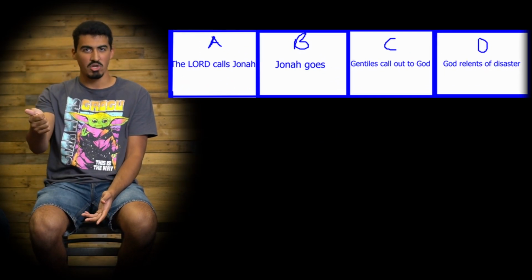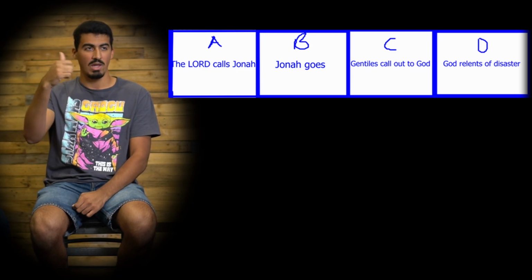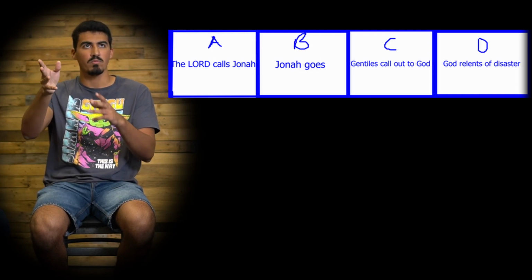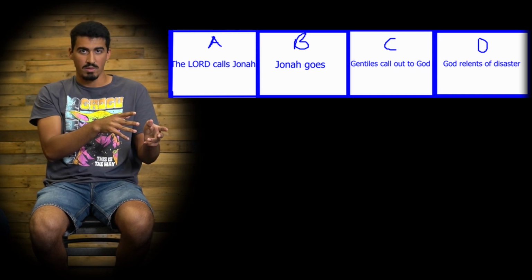So I'll show you what I mean, right? Now the word of the Lord came to Jonah, son of Amittai. That's Jonah chapter 1, verse 1. We have A. Arise, go to Nineveh, and Jonah leaves to Joppa. He runs away, right? That would be B.